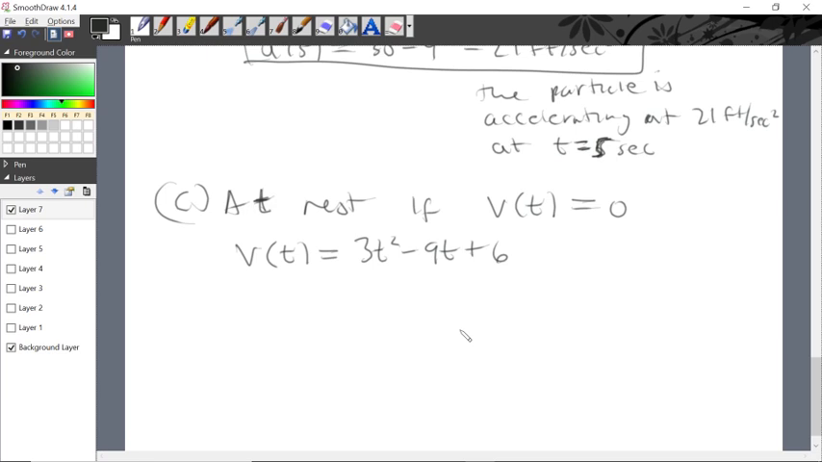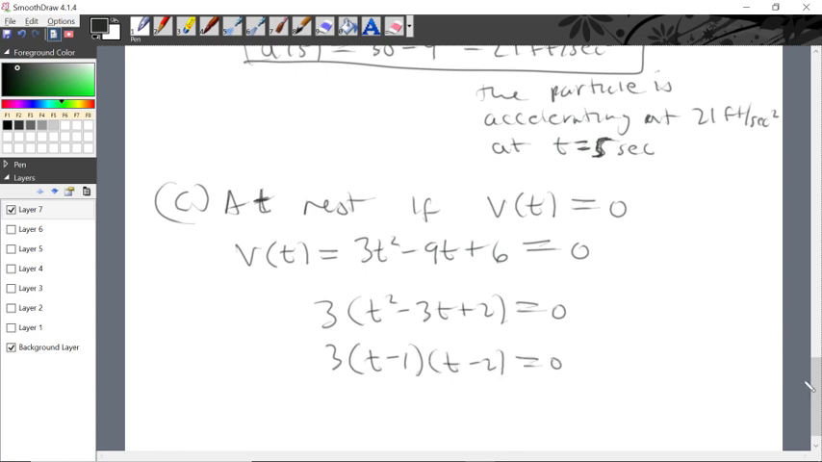Okay, chosen because it has good numbers in it to make this work. So we're going to set that equal to 0 and solve this equation. It is quadratic. We can factor out a 3. It leaves t squared minus 3t plus 2 equal to 0. And this factors real nicely, so we don't need any quadratic formulas for this case. (t minus 1)(t minus 2), okay, here we go.